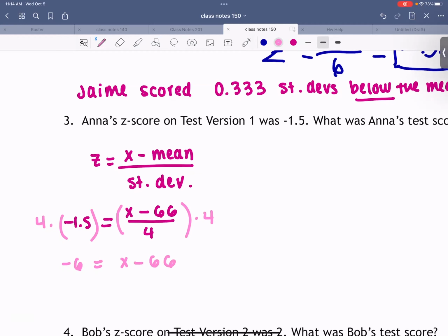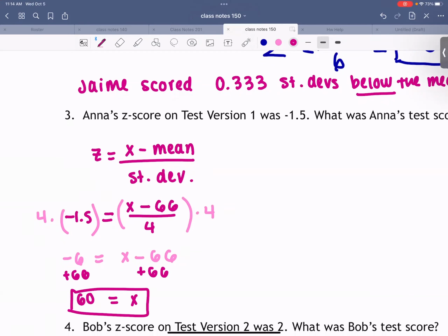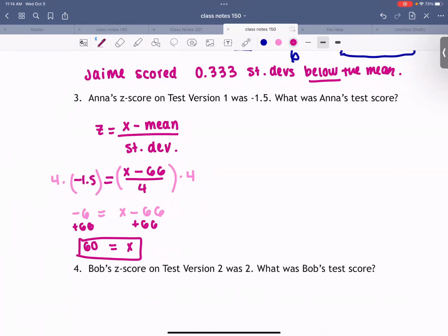Okay. Finally, to get x by itself, what do I need to do? Add 66 to both sides. And I should get 60 on one side and x on the other. That's my answer. Any questions on number 3? All right, let me give you a few minutes to work on number 4, very similar to what I've done. And then we can talk about it.